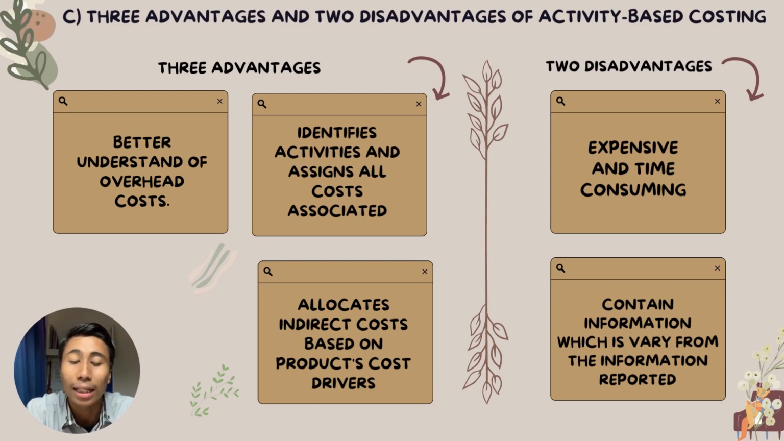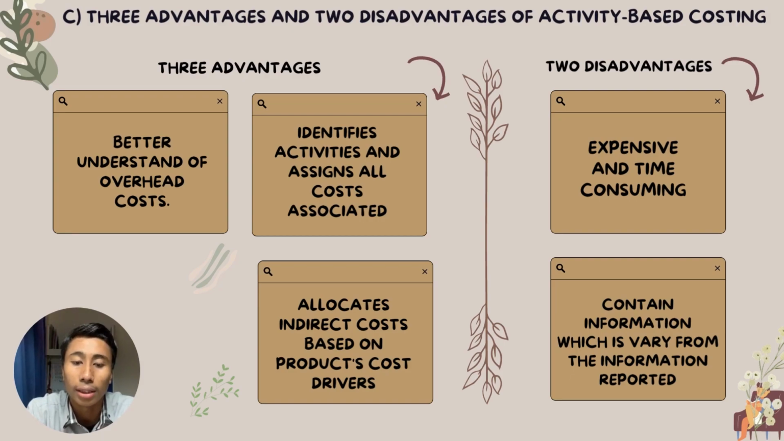The second advantage is that it identifies activities and assigns all costs associated with completing the activities. This allows a more accurate product cost by showing the direct relationship among activity, costs, and products. ABC costing assigns to activity both manufacturing and non-manufacturing costs.